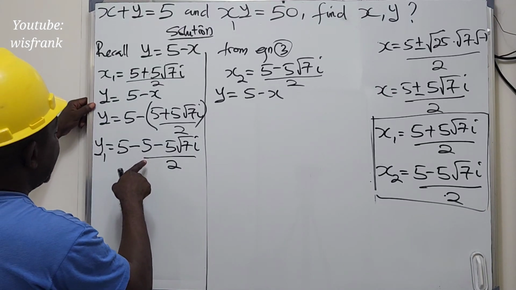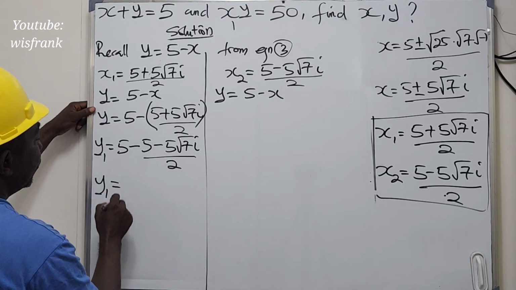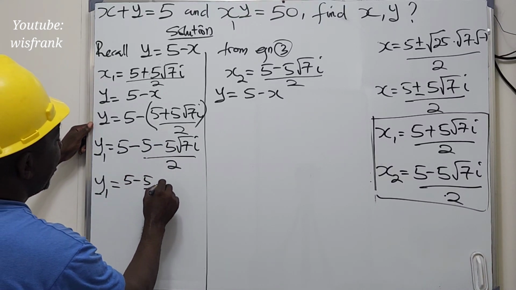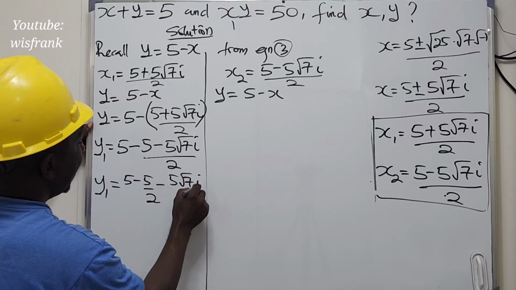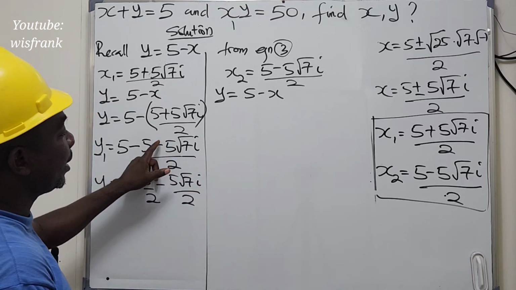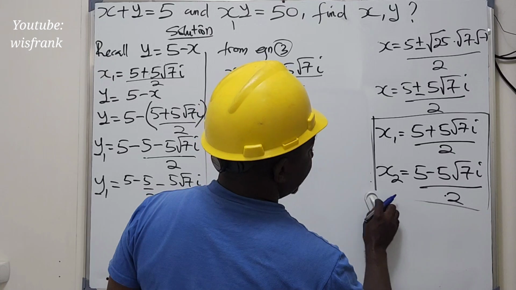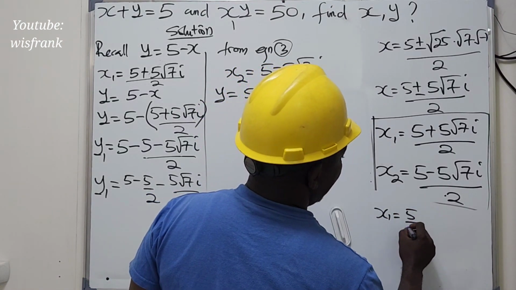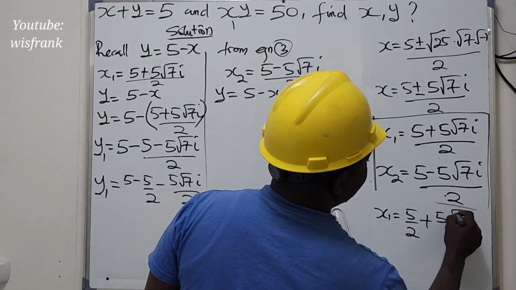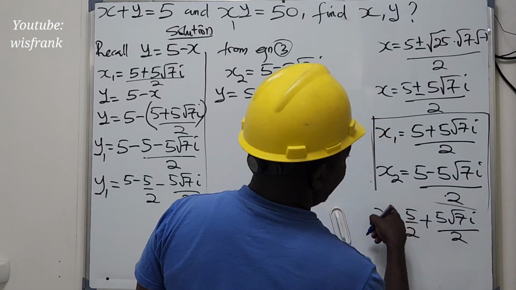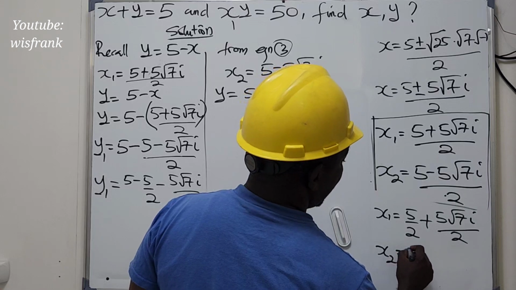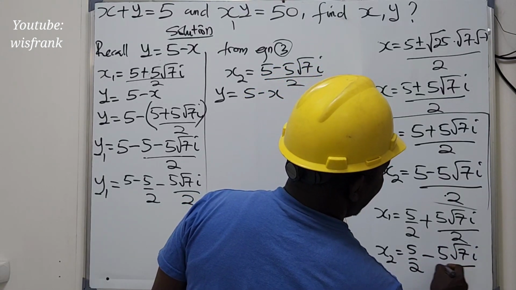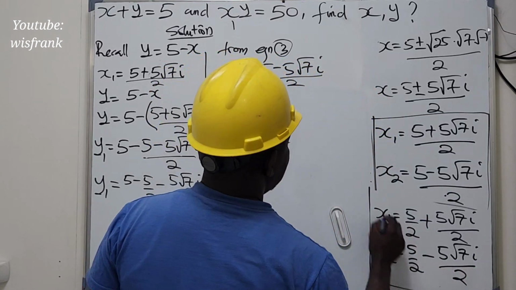So from here, you can see that our y1 equals 5 minus 5 all over 2 minus 5 root 7i all over 2. We are separating this, because we have x1 equals 5 all over 2 plus 5 root 7i all over 2 for x1. Then x2 will be equal to 5 all over 2 minus 5 root 7i all over 2. We can separate each of them.